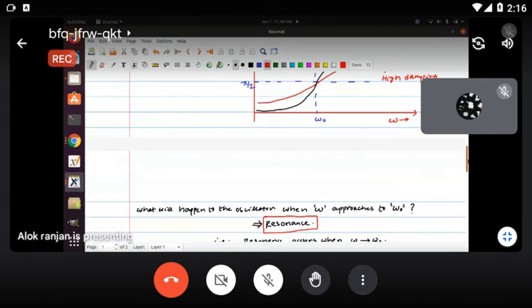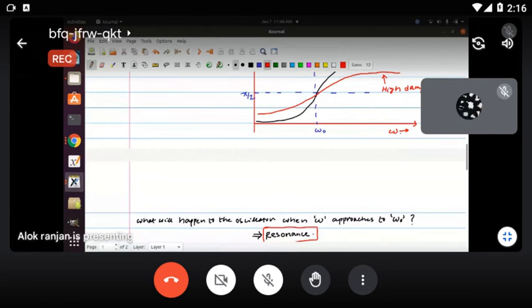And then you might ask the question, what will happen when omega approaches omega naught, or omega equals omega naught? That I have represented in this curve. And that situation is the resonance.